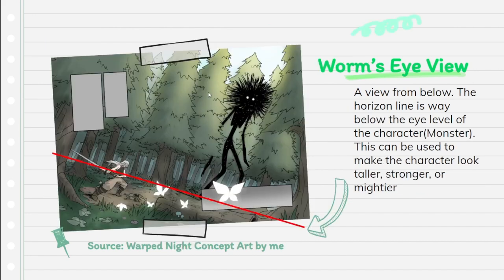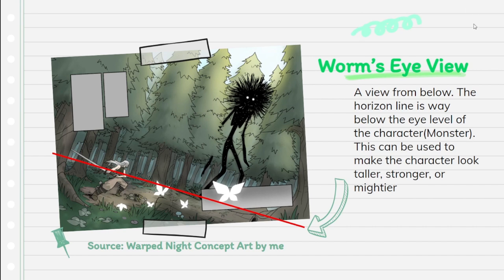Next would be the worm's eye view. So basically, a view from below. The horizon line here is located way below your character's eye level. And in the worm's eye view, most of the background is the sky. So you will be looking at the subject from a higher plane. It makes them look tall, strong, or mighty.